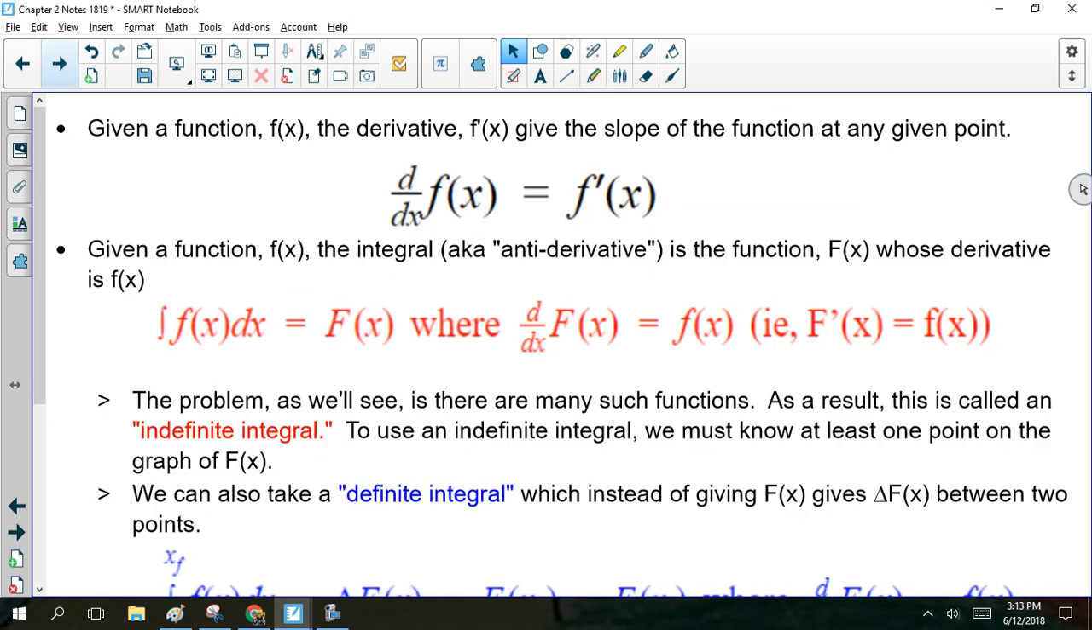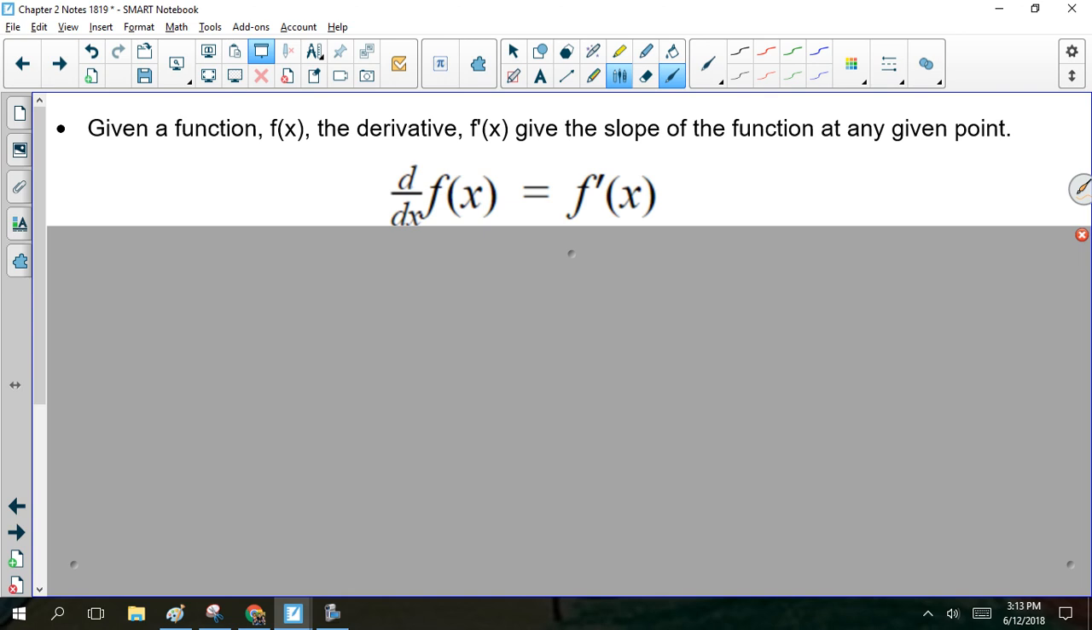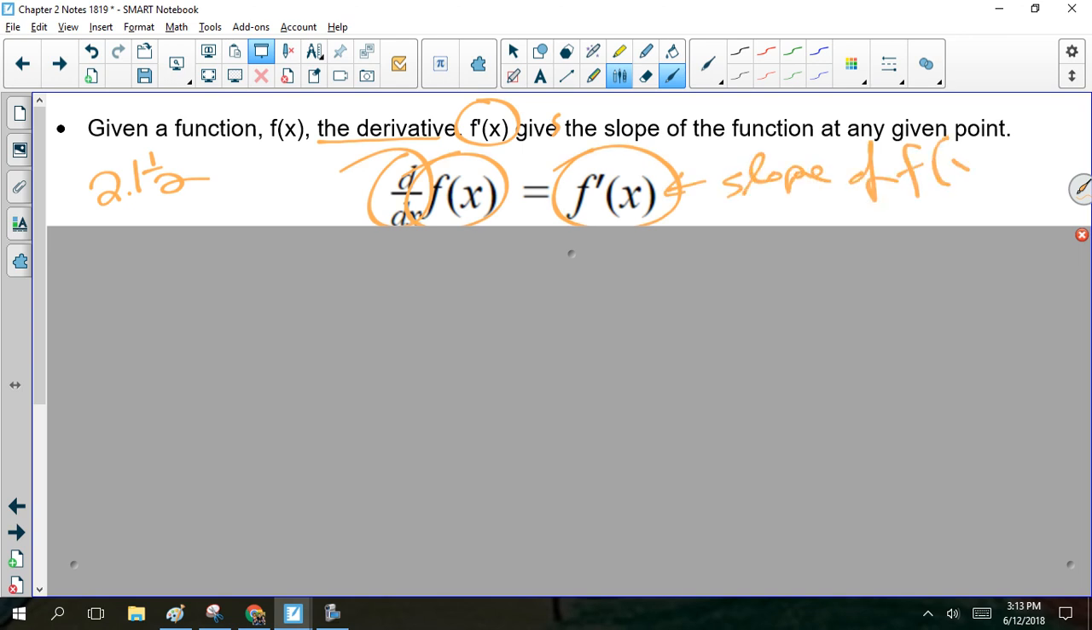So let's get all of this into words that are going to be useful to you. This is video 2.1.5. Given a function f of x, the derivative, and I'm going to use math notation here for a minute, f prime of x, gives the slope of the function at any given point. The notation we use is this: the derivative with respect to x of f of x is, we call it, f prime of x, and it's the slope of f of x. So that's what a derivative is.